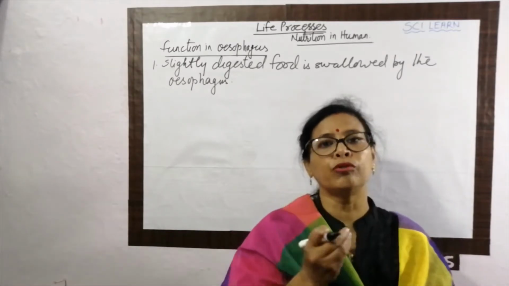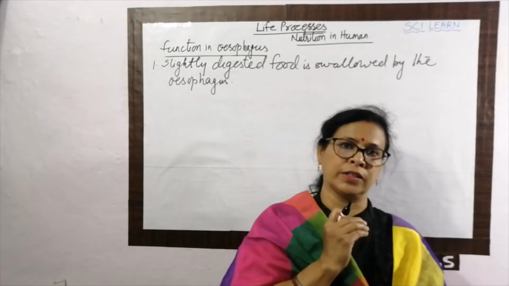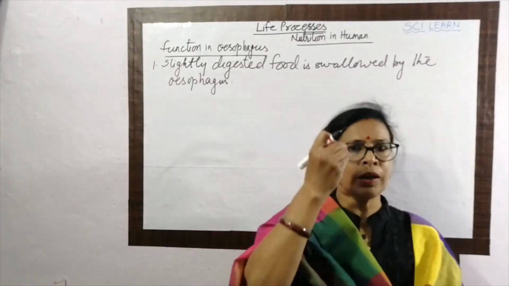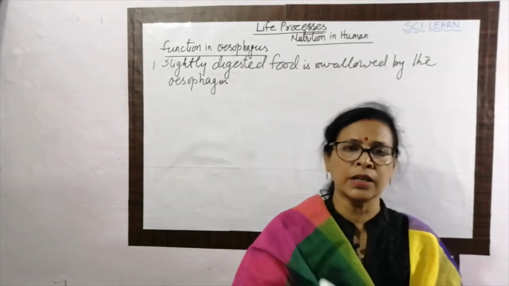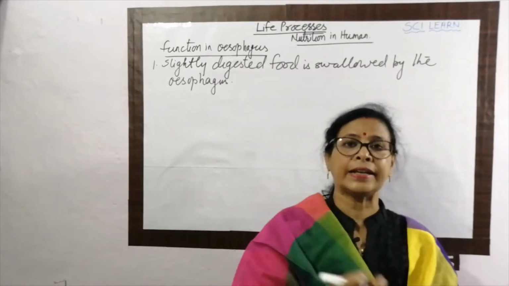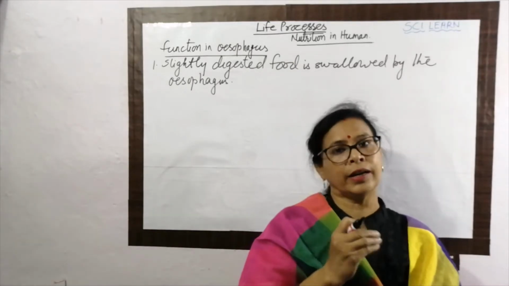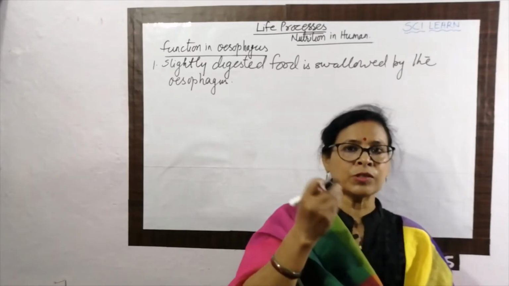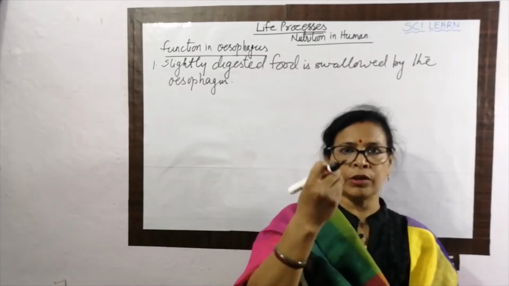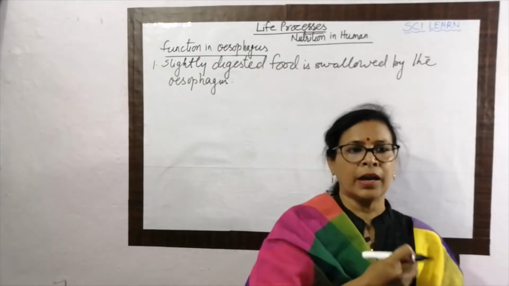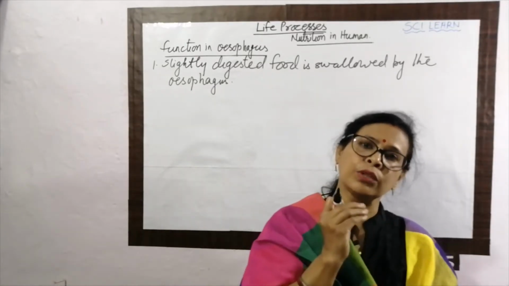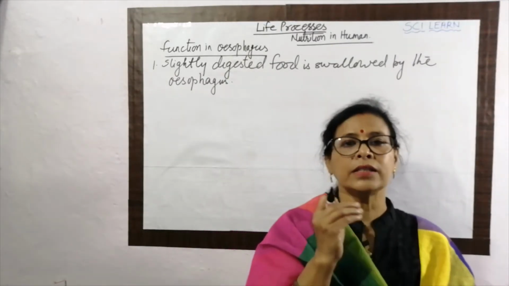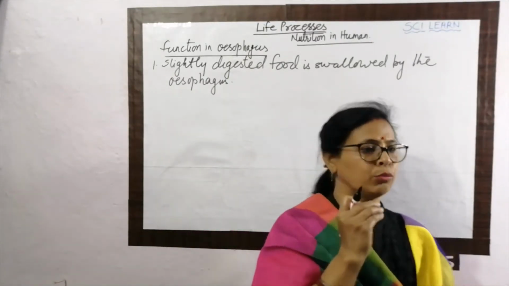It is because of a movement present in the oesophagus. This movement is not present only in the food pipe; it is present in the whole alimentary canal, from the mouth up to the anus. There is a slight movement of the inner wall of the alimentary canal. Here also the inner wall of the oesophagus moves slightly and slips the food from the mouth to the stomach. This movement is due to the contraction and expansion of the inner layer of the oesophagus, and this movement is called peristaltic movement.